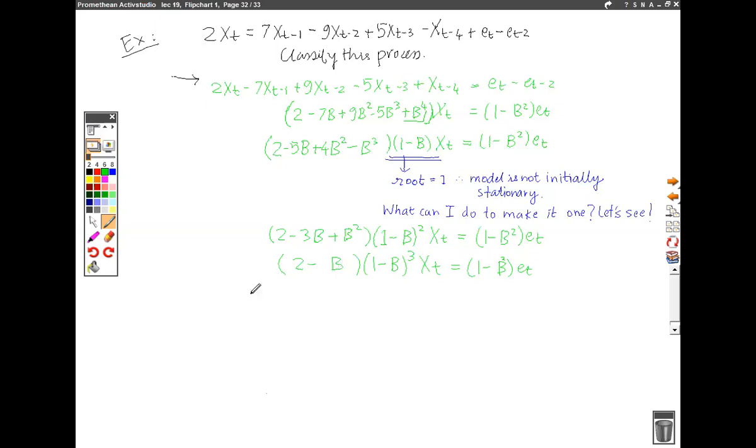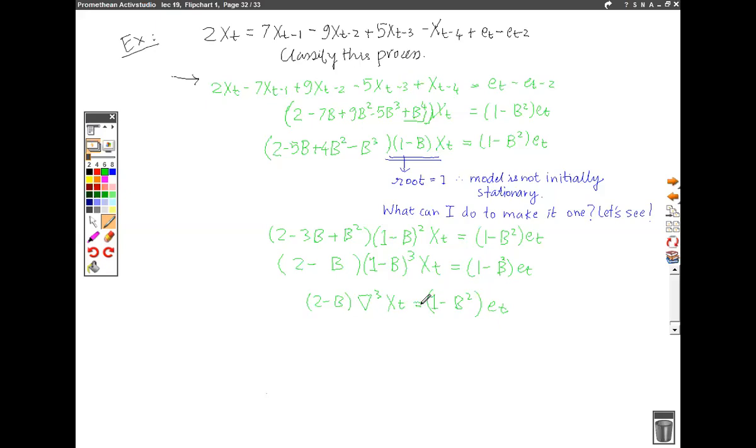So now what I can do is write my 1 minus B as nabla, and what I will have here is nabla cubed. So I can write this as (2 minus B) nabla cubed x_t is equal to (1 minus B squared) e_t.